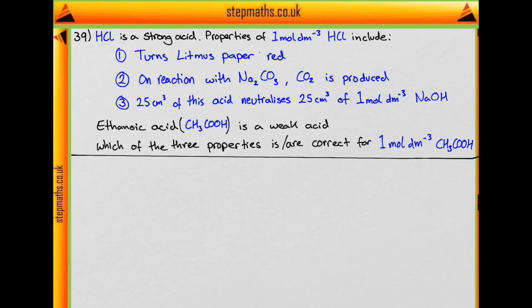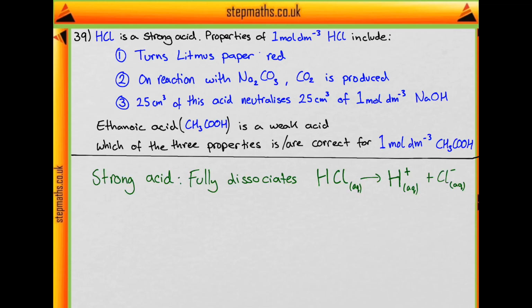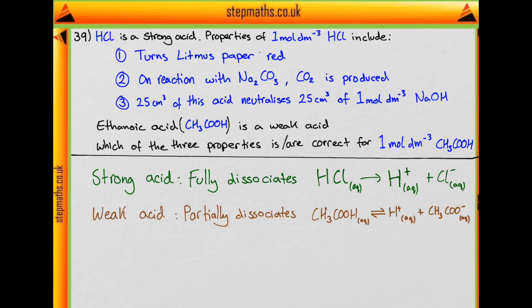So we're going to look at each property in turn, but first let's remind ourselves what a strong acid is and what a weak acid is. A strong acid fully dissociates into its ions, so HCl goes completely to H+ and Cl-, whereas a weak acid partially dissociates, so you have an equilibrium between the acid and its ions. So now let's look at each property in turn.